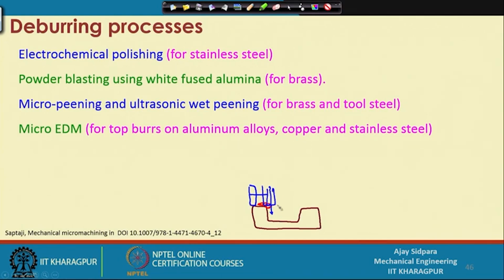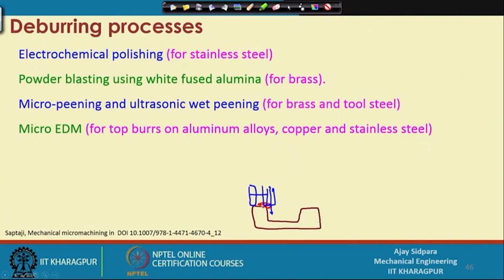What is important here is that you have to give a tool path in such a way that it should not destroy this particular feature, and then you can use EDM for the top burr for the aluminum alloy and the copper and the stainless steel. So, these are the different materials which are successfully machined or deburred by the EDM process.